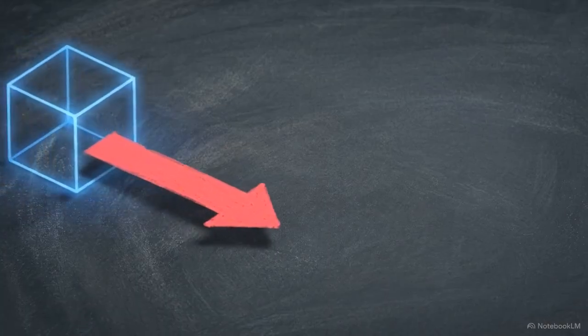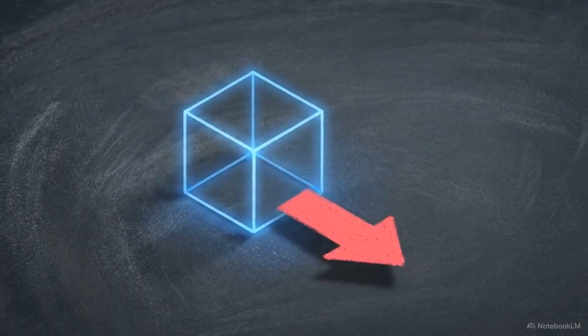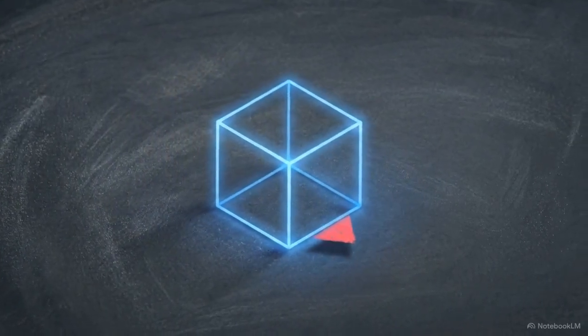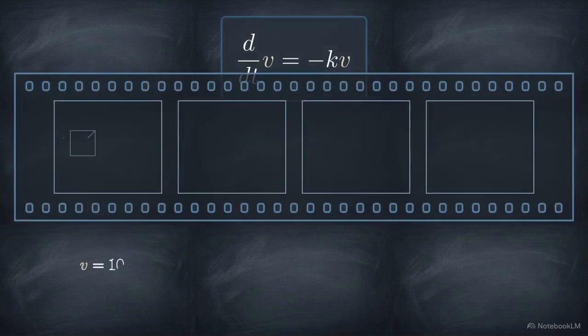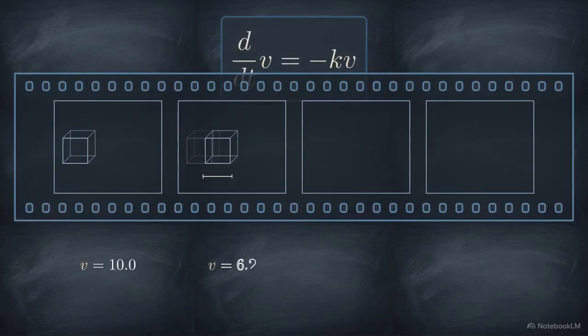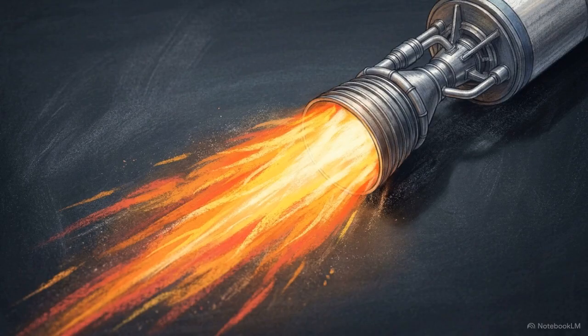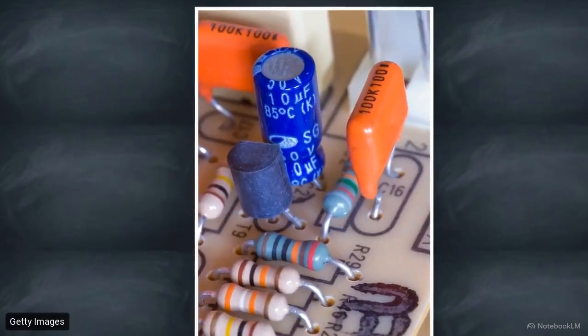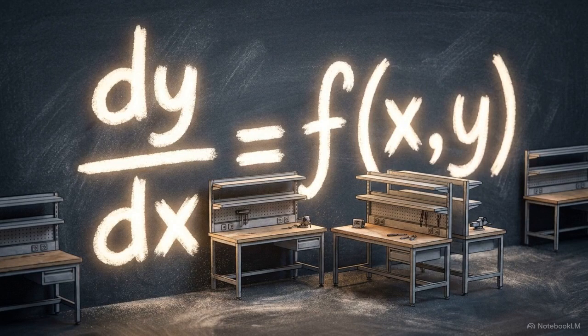Look at this physics engine simulation. When calculating aerodynamic drag on a moving object, the deceleration is proportional to the object's velocity. To make the object slide to a halt realistically, the software constantly evaluates precise first-order ODEs frame by frame, updating the velocity and position instantly. Whether calibrating a rocket's trajectory, timing an RC circuit's drop, or predicting server bottlenecks, dynamic systems run on strict mathematical rules. First-order differential equations provide the foundational logic required to decode those systems.